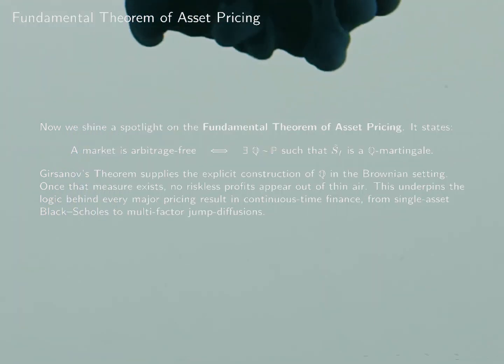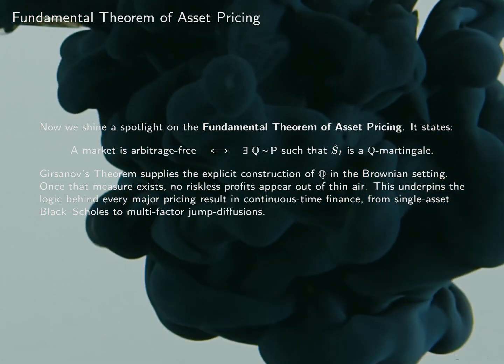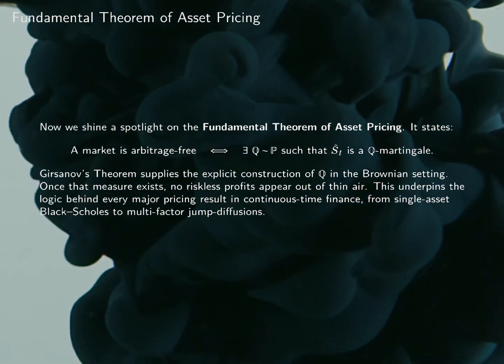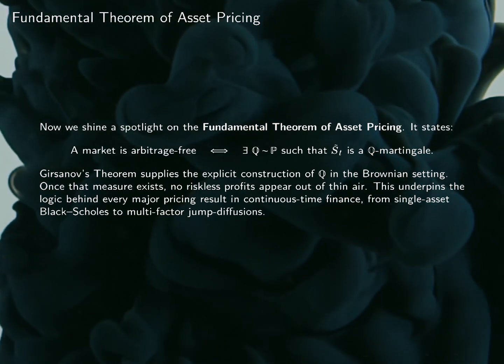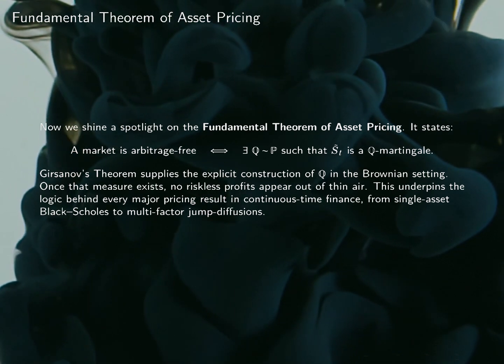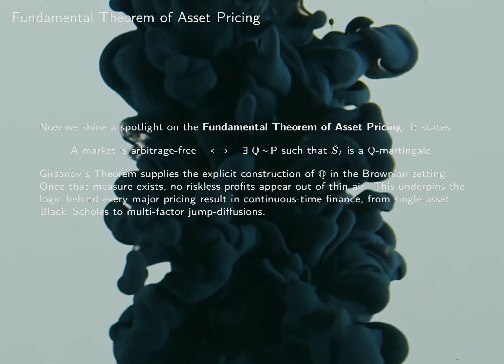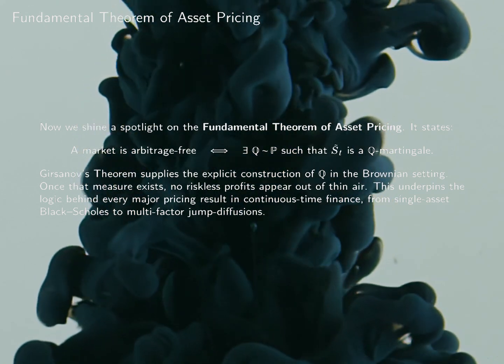This theorem isn't just abstract. It's the philosophical bedrock of all modern pricing models. It tells us that if we assume no arbitrage, then a risk-neutral measure must exist. And if we find such a measure, we know our model is internally consistent. It's a powerful duality, mathematics at its most elegant and meaningful.